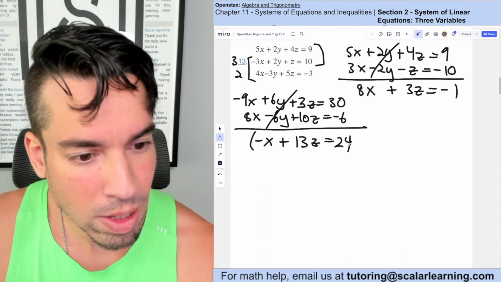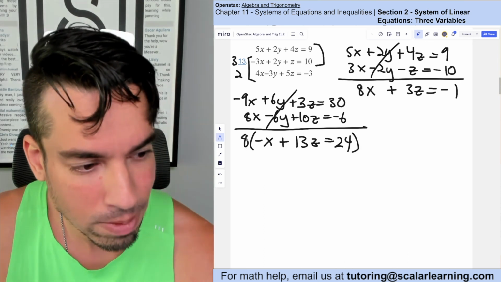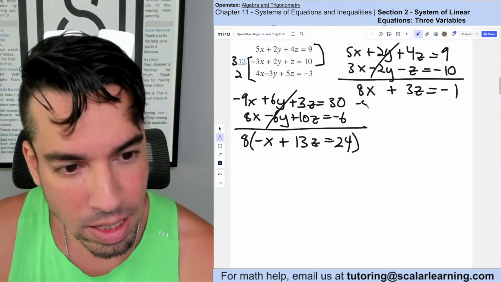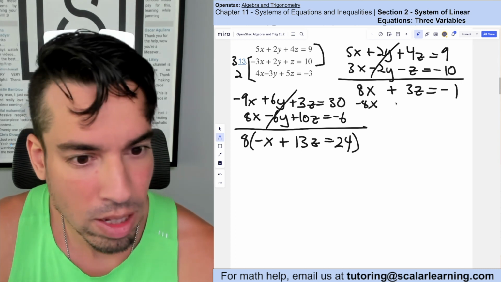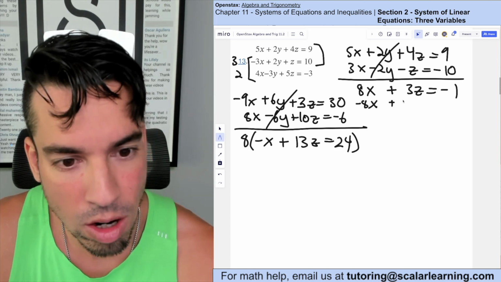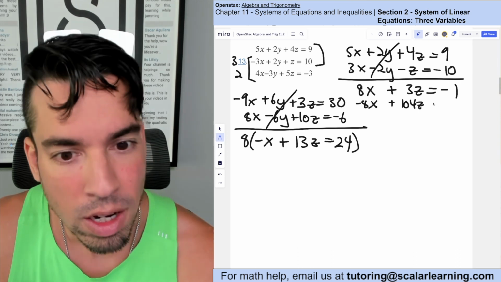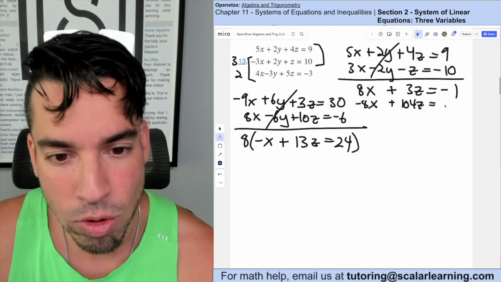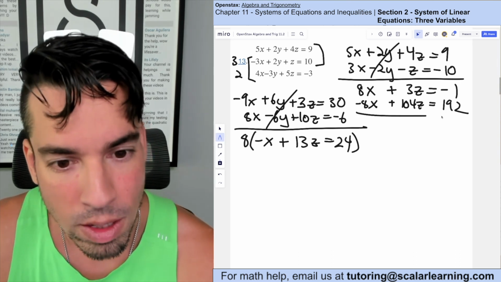So I'm going to multiply this equation by positive 8, and we're going to write it up here. That gives me negative 8x, so you see the x's will cancel out. 8 times 13 is 104z, and then 8 times 24, that's 160 plus 32, 192. Cool. Now let's add it together.